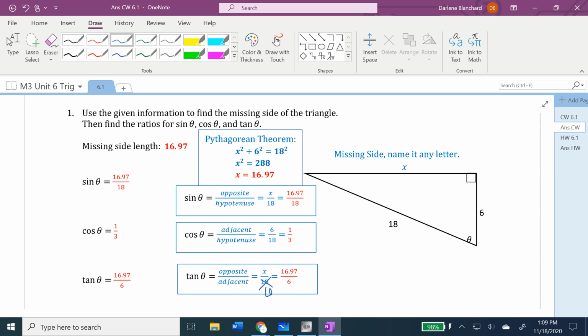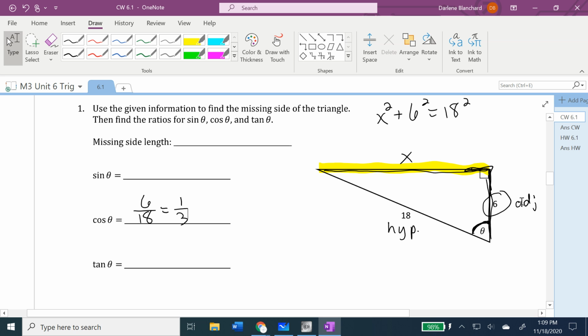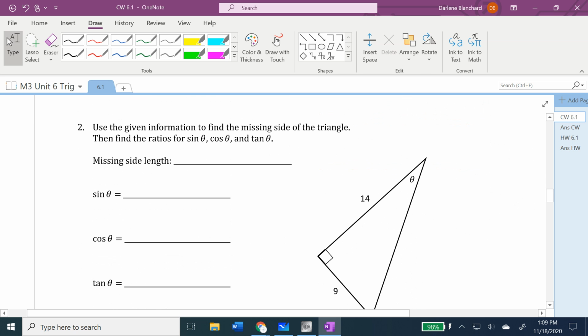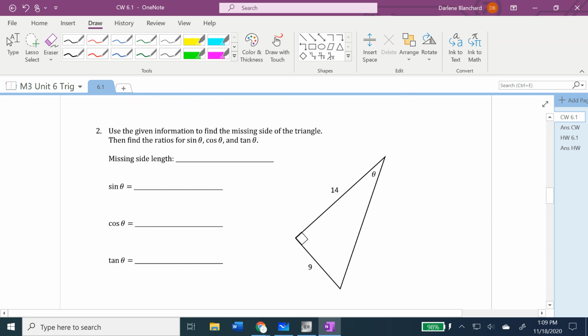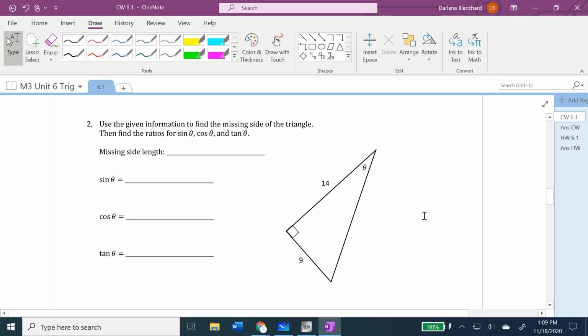Okay, do you feel comfortable with problem number 1? All right. Problem number 2. Just do it one more time. It's probably been a while since you've used SOH-CAH TOA, so it's bringing it all back. And you can use a calculator.